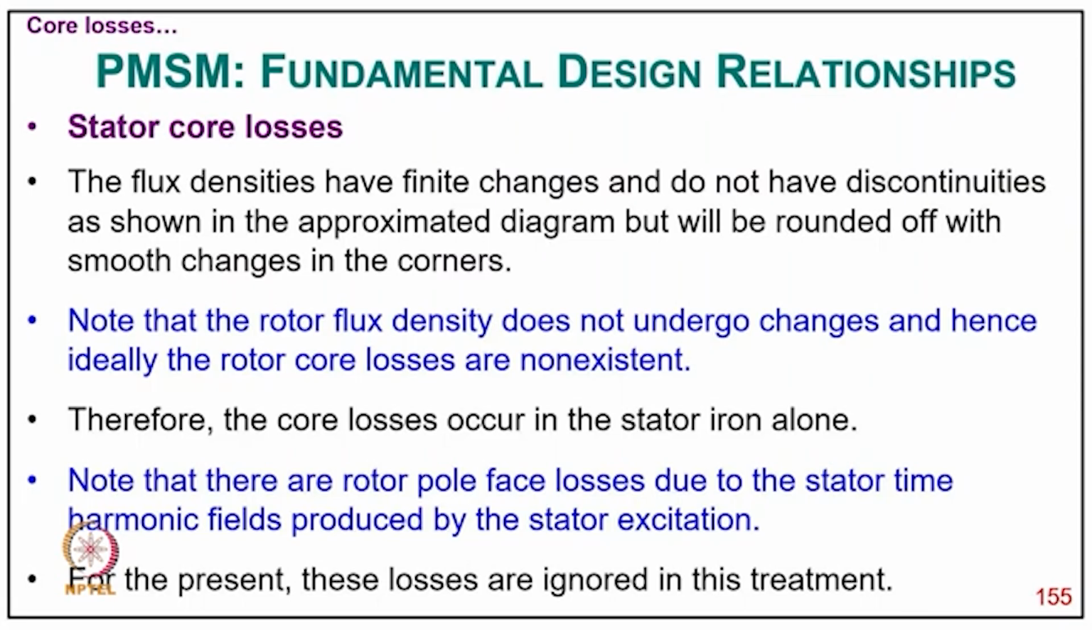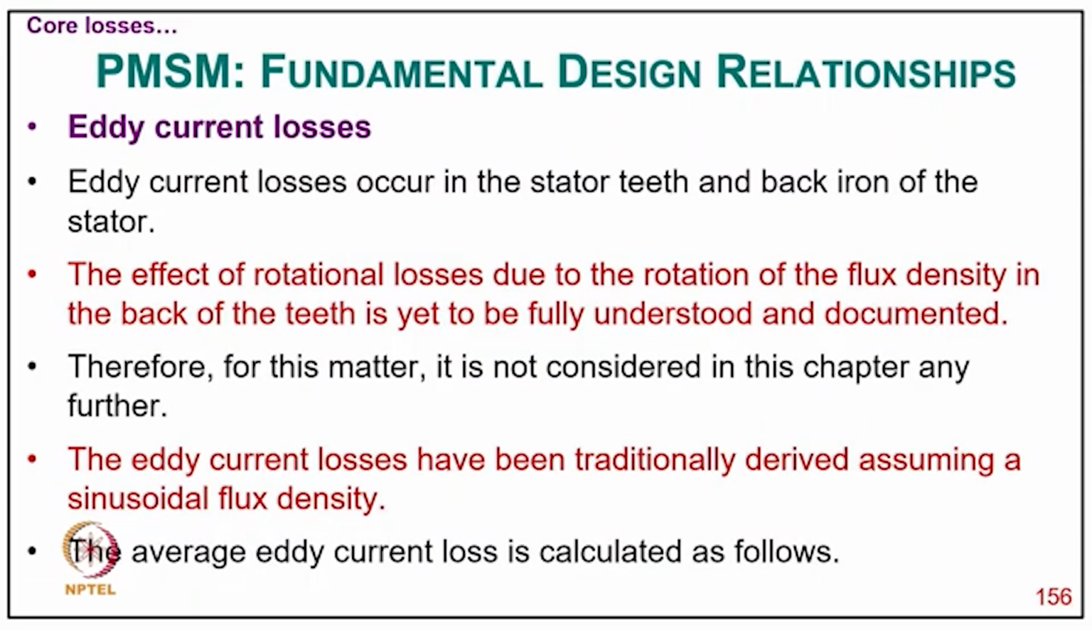Note that the rotor flux density does not undergo changes, and hence ideally the rotor core losses are non-existent, and therefore the core losses occur in the stator iron alone. Note that there are rotor pole face losses due to the stator time harmonic fields produced by the stator excitation. For the present, these losses are ignored in this treatment. Now, eddy current losses occur in the stator teeth and back iron of the stator, and the effect of rotational losses due to the rotation of the flux density in the teeth is yet to be fully understood and documented. Therefore, it is not considered in this chapter.